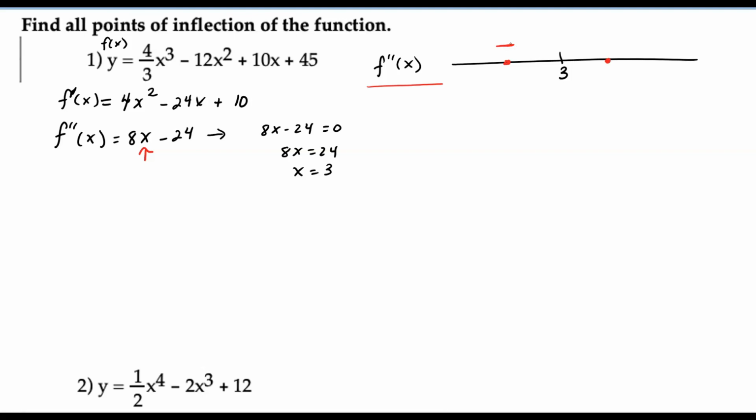8 times 4, 32, minus 24 is positive 8. Again, we really don't care what it evaluates to. We just want to know the sign, positive or negative. Well, if you notice there, it actually goes from negative to positive. So this indeed is an inflection point. Okay, so I'm going to write that down here, that it is an inflection point.